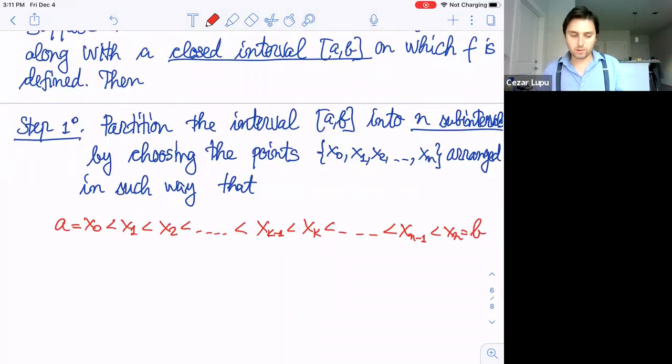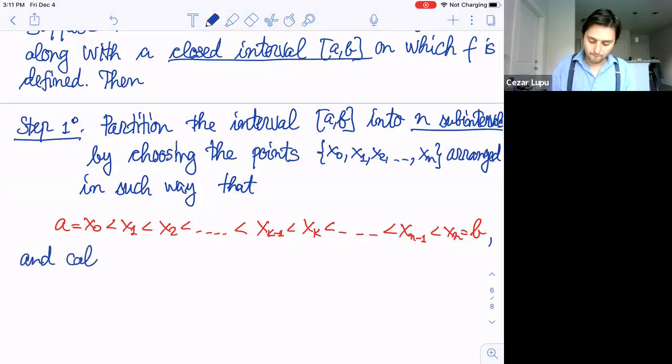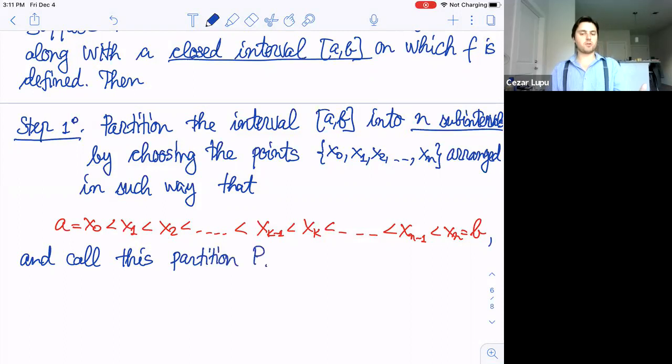So this is what we call the partition. Call this partition P. So this is a partition of the interval AB. Basically you divide, or partition, whatever you want to call it, the interval AB into n subintervals by choosing the points x0, x1, and so on up to xn.